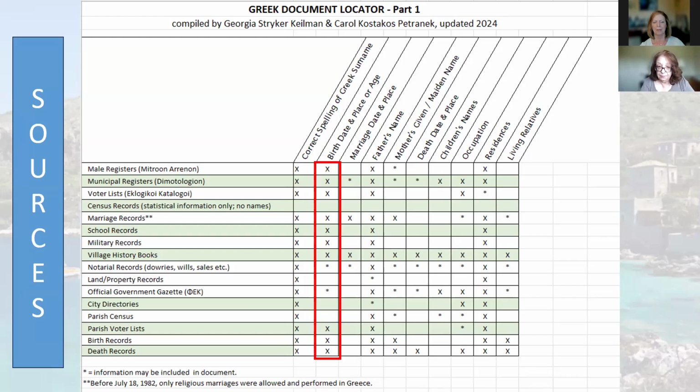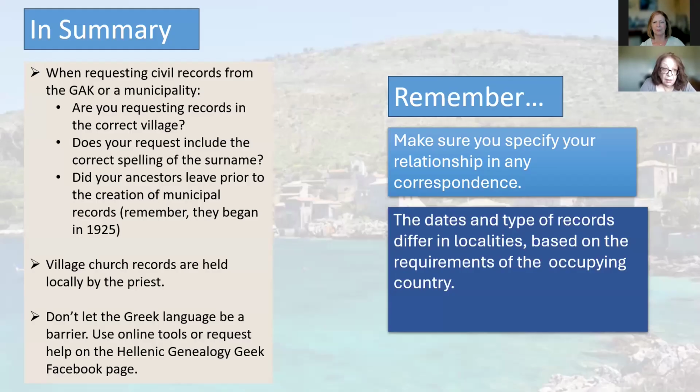Okay, in summary, when receiving civil records from the GAC or a municipality, are you requesting records in the correct village? Does your request include the correct spelling of the surname? Did your ancestors leave prior to creation of municipal records? Remember, they began in 1925. Village church records are held locally by the priest. And don't let the Greek language be a barrier. Use online tools, and you can request information on the Hellenic Genealogy Geek Facebook group.